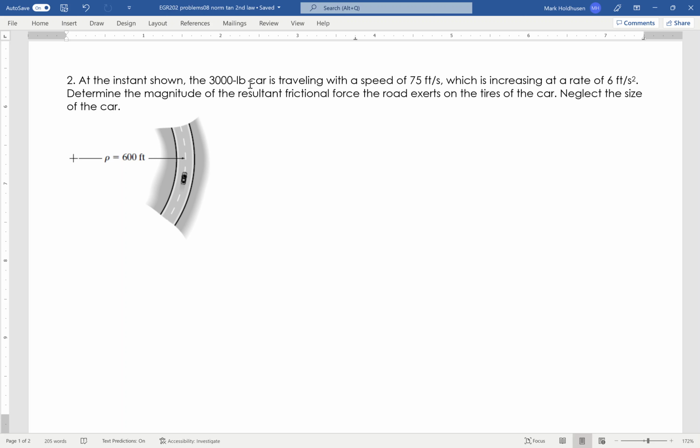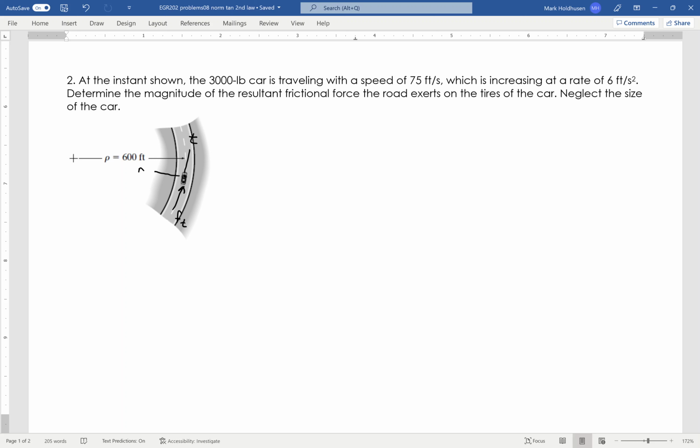This guy has a tangential in this direction, and normal in this direction. A lot of times I set this up after I draw my forces, but again, I recognize I'm going around this curve. It gives me a radius, so I'm going around that curve. So I've got a tangential and a normal component. What happens is me stepping on the gas causes a friction force in the tangential direction, right? The tires basically push against the road and speed it forward in that direction.